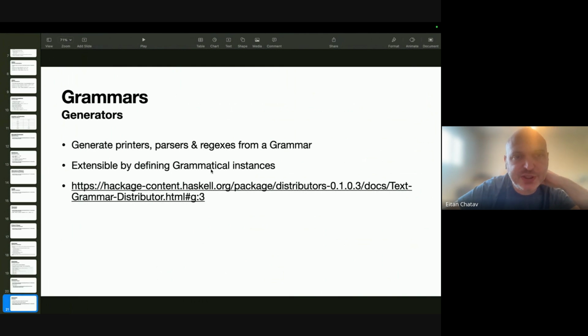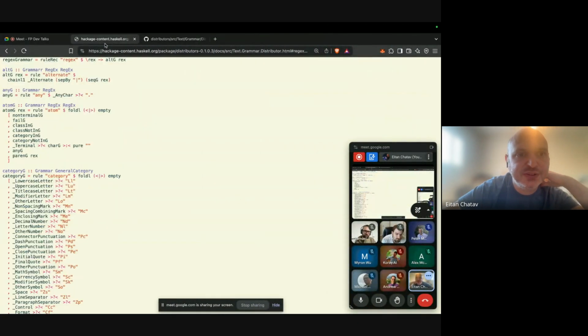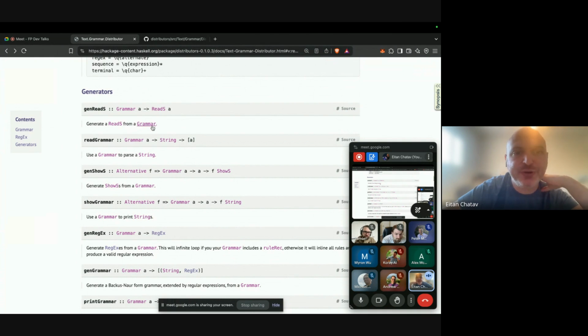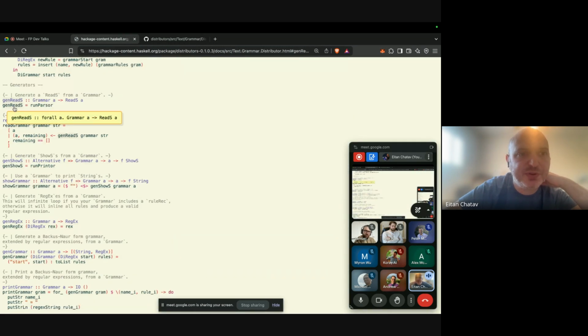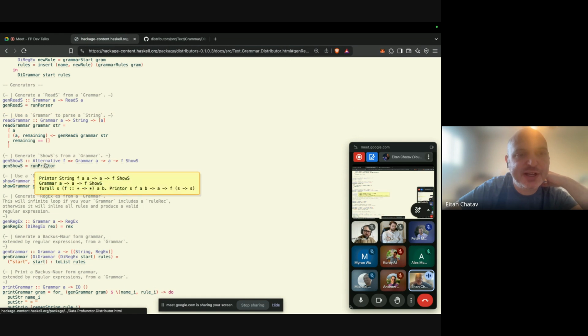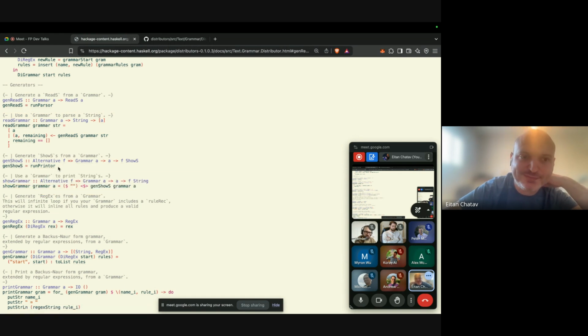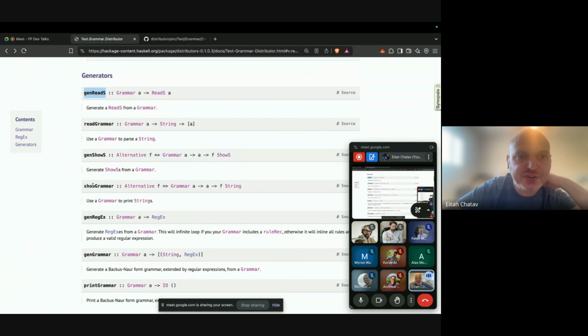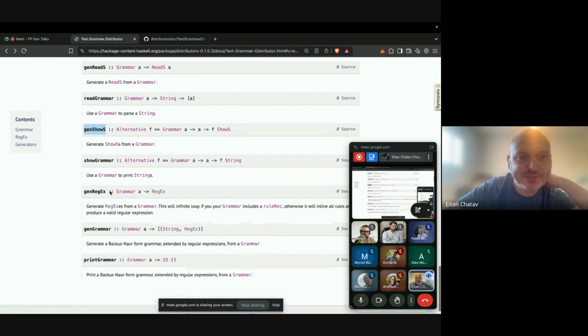Okay, and then the last thing we can do is, using a grammar, we can generate a parser using the ReadS type, or we can generate a printer using the ShowS type. And what's cool is the definitions are really simple. To generate a ReadS, we just run parsor. To generate a ShowS, we just run printor. And this read grammar is just using genReadS, and this show grammar is just using genShowS.